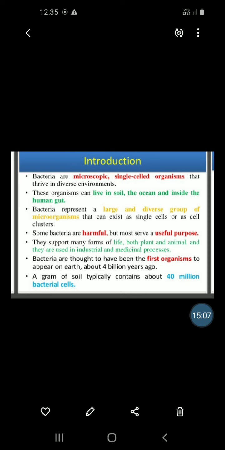Bacteria are microscopic single-cell organisms that thrive in diverse environments. These organisms can live in soil, in the ocean, and inside the human gut. Bacteria represent a large and diverse group of microorganisms that can exist as a single cell or a cell cluster. These bacteria are sometimes harmful, or sometimes serve a useful purpose.